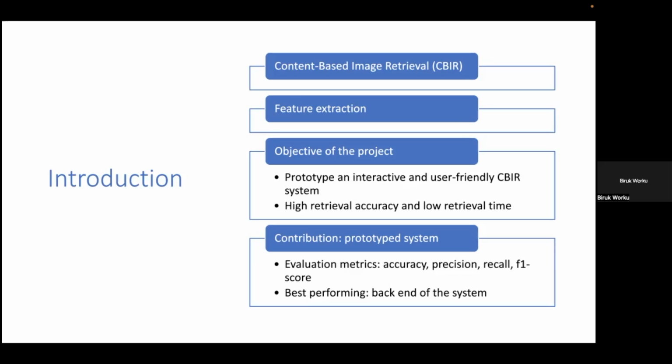The main objective of the project is to prototype an interactive and user-friendly content-based image retrieval system that is efficient with high retrieval accuracy. In this project, 3 different content-based image retrieval techniques, namely VGG-16, color histogram, and the histogram of oriented gradients, are explored on the Wang dataset. The retrieval performance of each of the techniques is evaluated based on retrieval accuracy, precision, recall, and F1 score. The best performing technique based on these metrics is used to run in the backend of the prototyped system. Next, Uni will talk about related works.